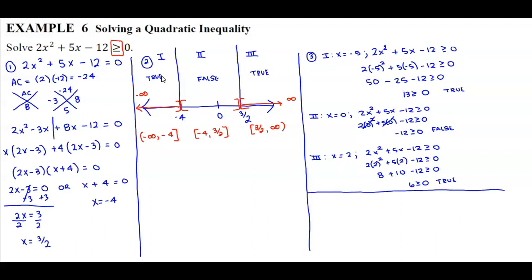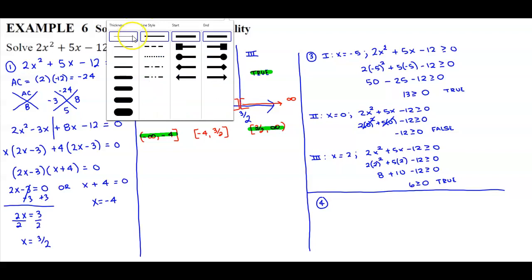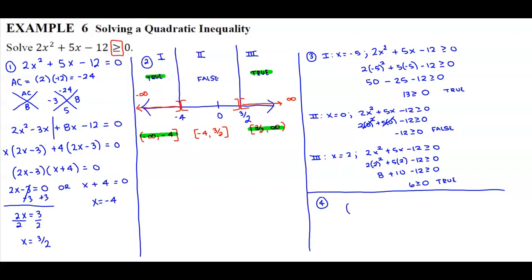So we can now answer the problem. Where is it true? Well, it's true for this interval, and it's true for this interval. And so therefore, we would then write the following answer. We would say that it's negative infinity, comma, to negative 4 with a bracket. We use the union to include the other interval, which is bracket 3 over 2 to positive infinity. And there is our result.